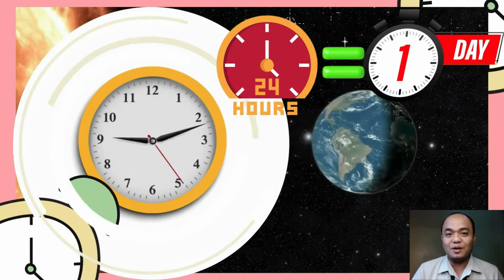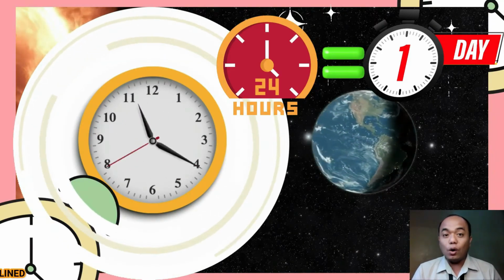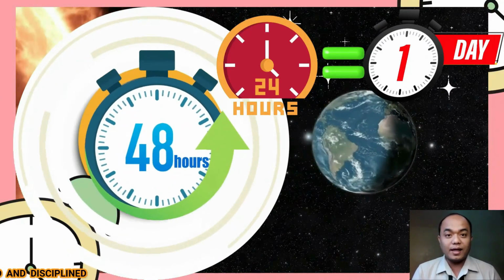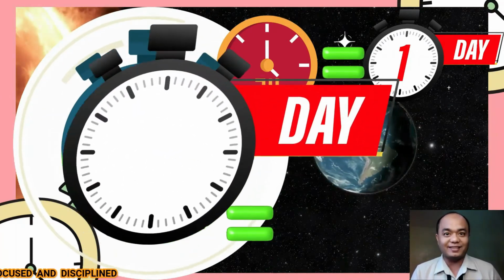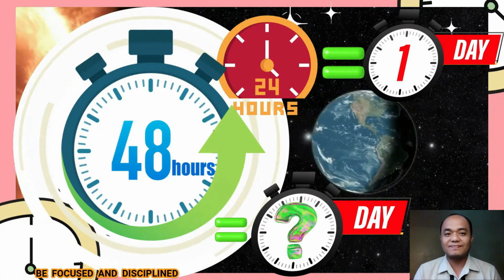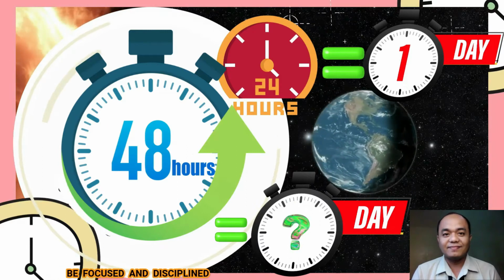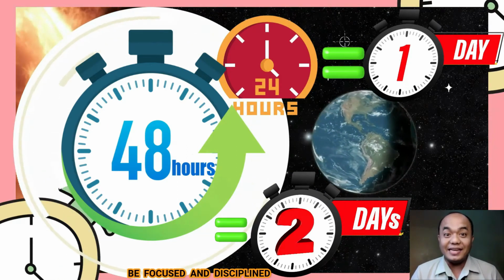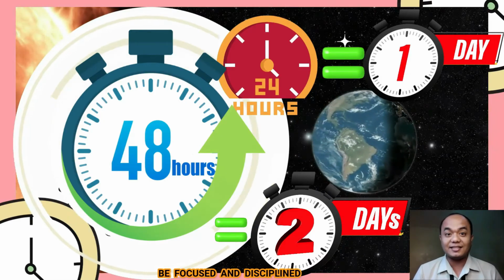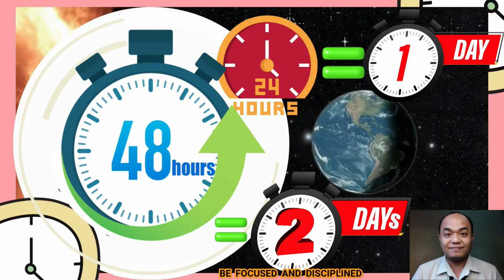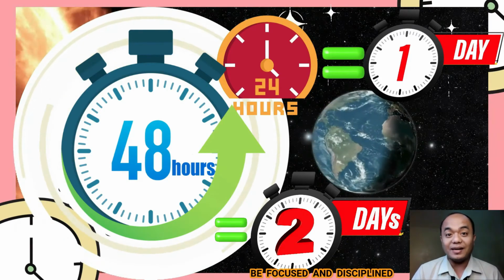Now, let's do a simple mathematics. Kung 48 hours na umiikot ang ating mundo, ilang araw na ito umiikot? What do you think is the answer? Very good! 2 araw na ito umiikot or 2 days. How do we get the correct answer? Paano mo nakuha yung tamang sagot?